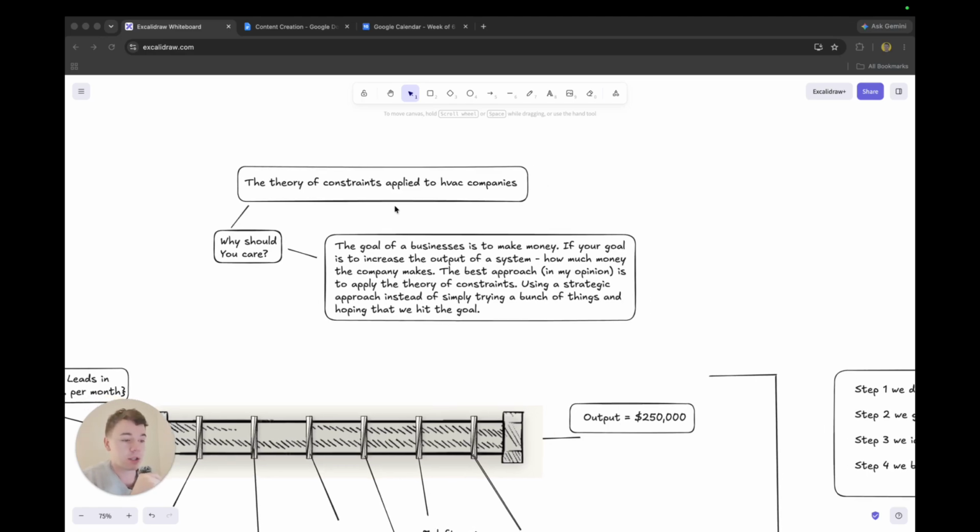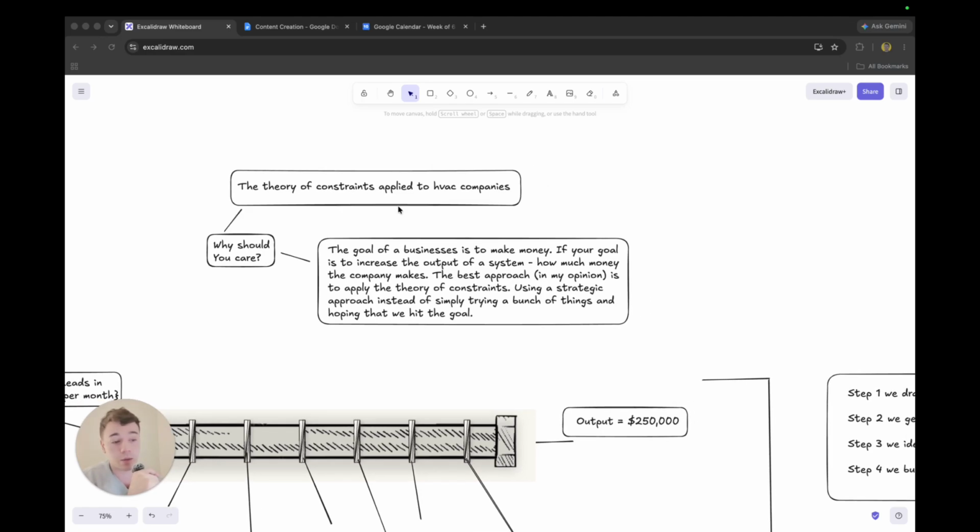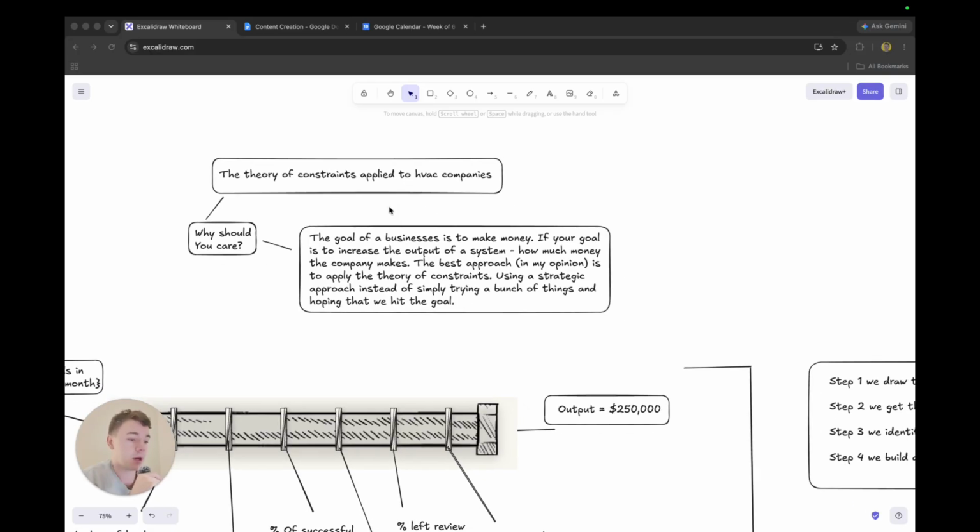So, why should you even care about the theory of constraints to begin with? Well, the main overview is that the goal of a business is to make money. Obviously, we care about helping the community and serving our customers, but at the end of the day, the goal of any business is to generate cash. And if your goal is to increase the output of a system, how much money the company makes, the best approach in my opinion is to apply the theory of constraints. I'm not trying to tell you guys that this is the only way or you need to do this, but in my opinion this is the way that I like to approach it.